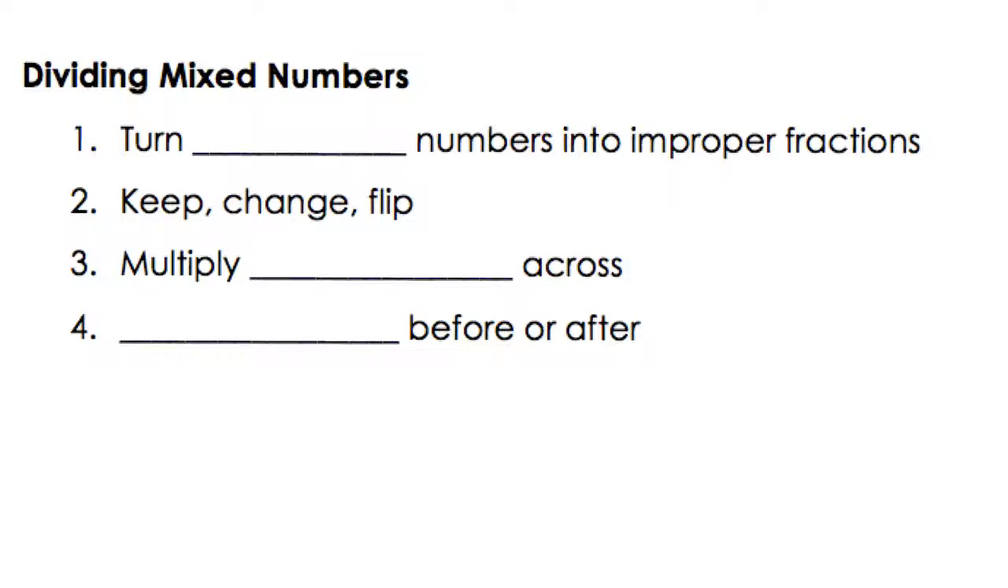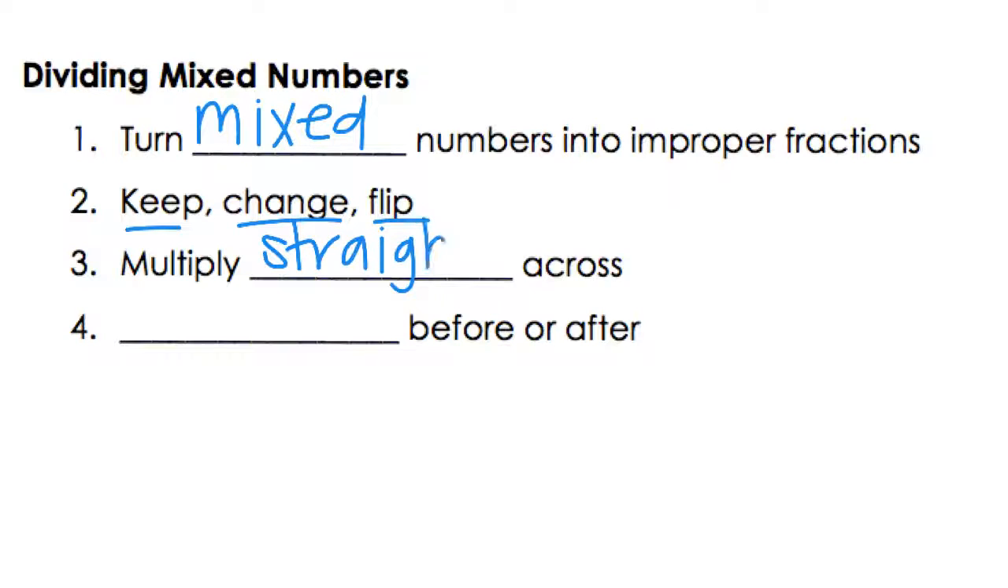Next, we're going to go over the rules for dividing fractions. So the first step is to turn the mixed numbers into improper fractions. The second step is to keep, change, flip. So you keep the first one the same, change the sign to multiplication, flip the second fraction. Then you multiply straight across the top and bottom, and then simplify before or after you multiply. So we're basically turning these into multiplication problems and then using the same rules we used for multiplication.